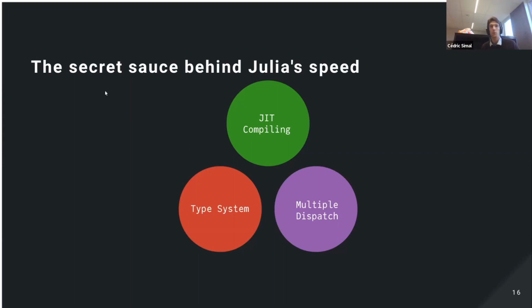So really, if someone asks you what's the secret sauce behind Julia's speed, it is both the type system, it's a combination of all three things. So you have the JIT compiling that plays into the type system that plays into the multiple dispatch. But I think this will be better explained with a notebook.